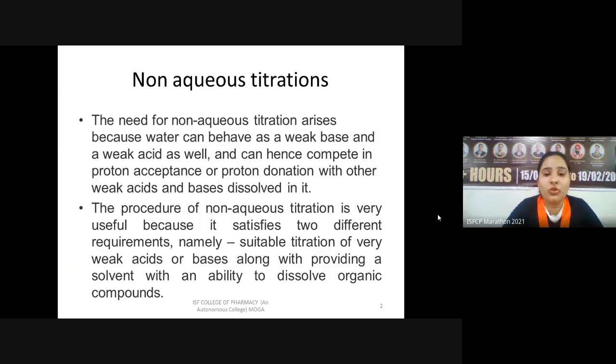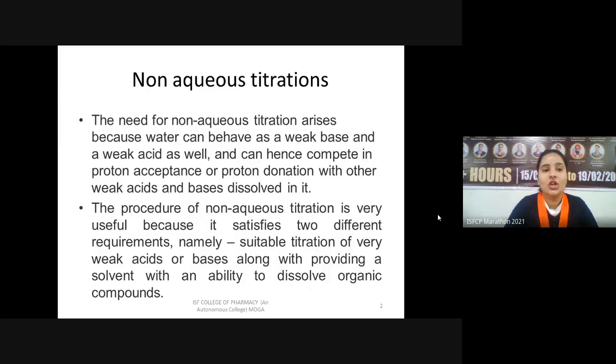Moreover, we have certain compounds which are non-polar in nature. Certain organic compounds are completely non-polar, and hence they cannot be dissolved in water. Their solubility in water is very, very poor. So there is a need for a substitute for water, and non-aqueous titrations are used for the estimation of those compounds which are water insoluble, and hence will dissolve in other non-aqueous solvents. So we will start now with non-aqueous titrations.